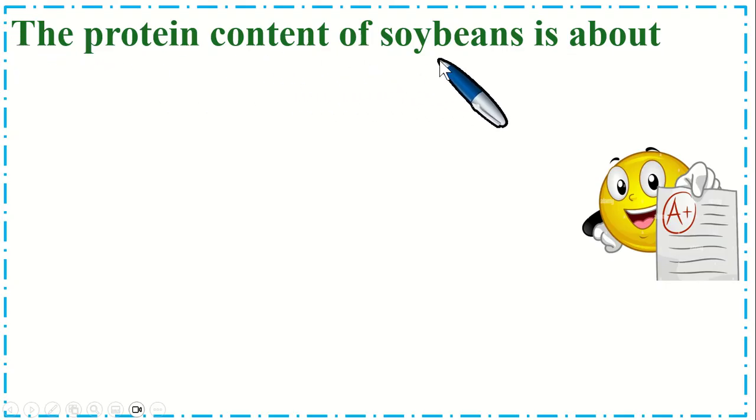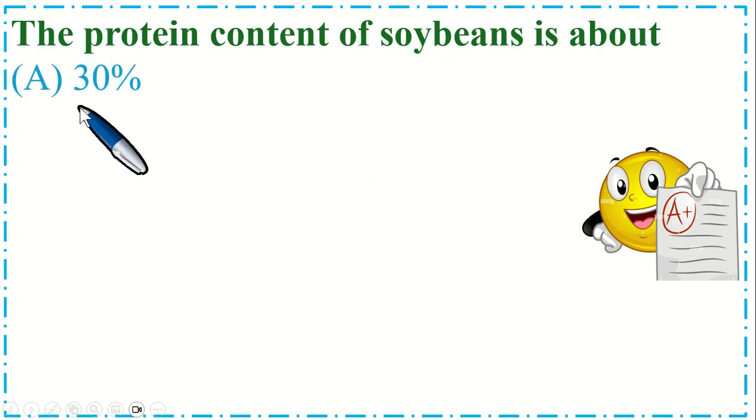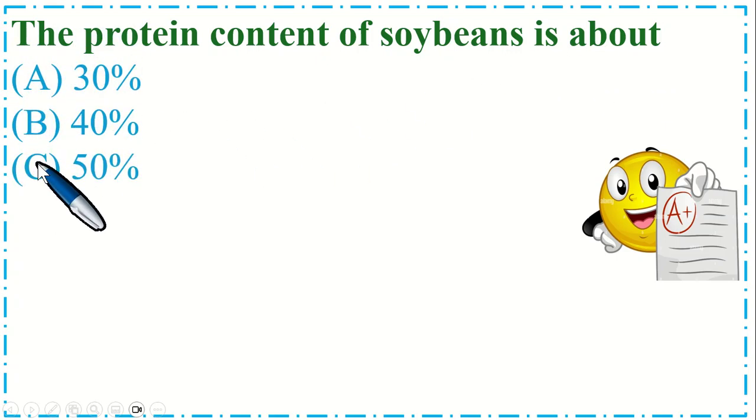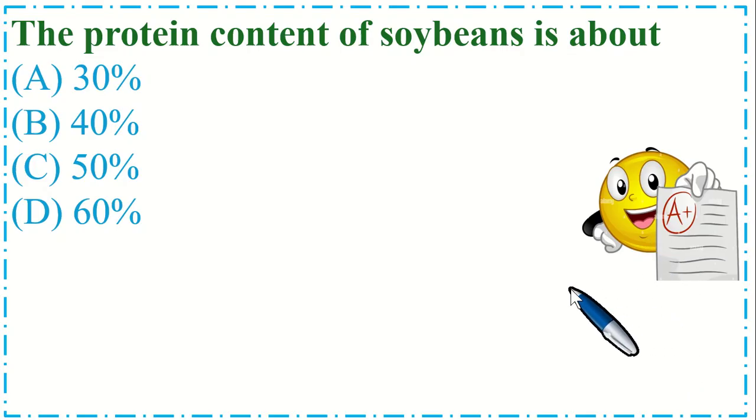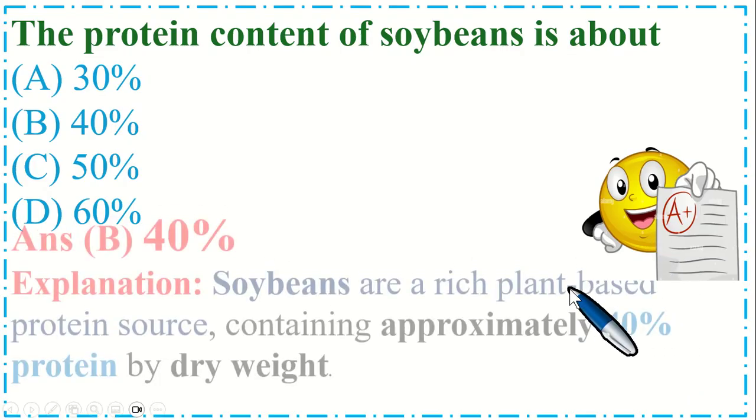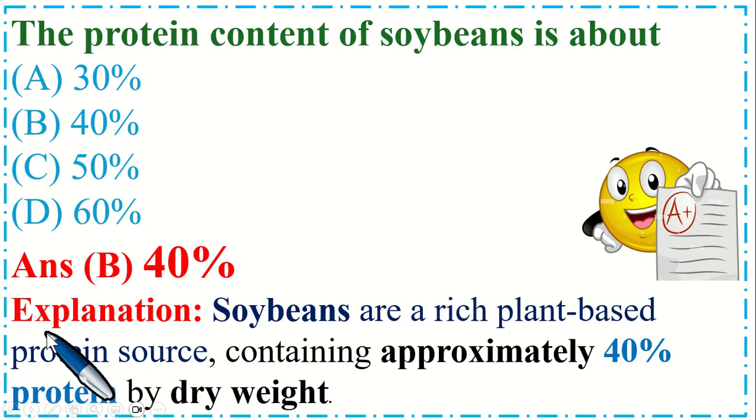The protein content of soybeans is about option A 30%, B 40%, C 50%, and option D 60%. So the correct option is option B 40%. Explanation is soybeans are a rich plant-based protein source containing approximately 40% protein by dry weight.